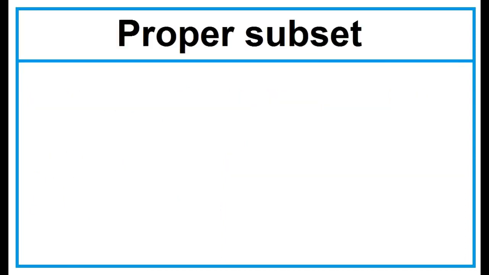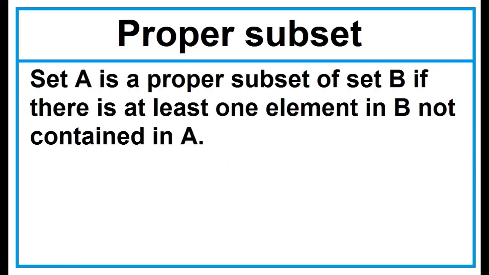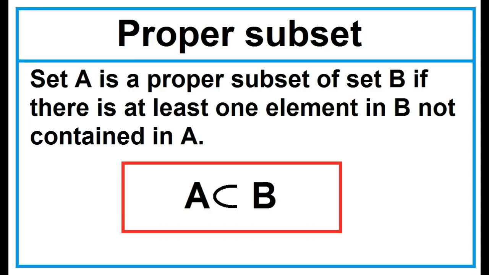Proper subset. Set A is a proper subset of set B if there is at least one element in B not contained in A. In symbol, set A is a proper subset of set B.